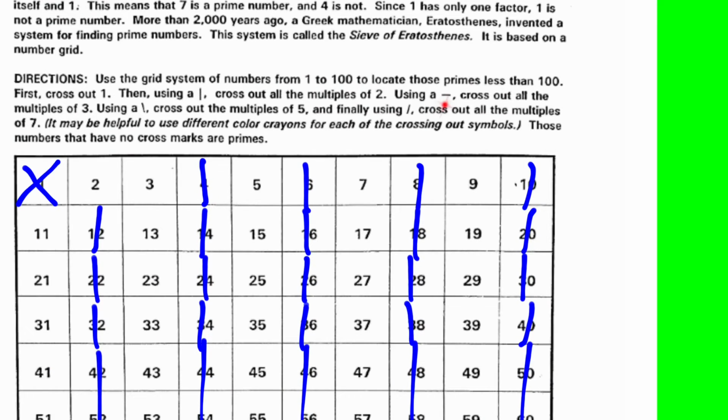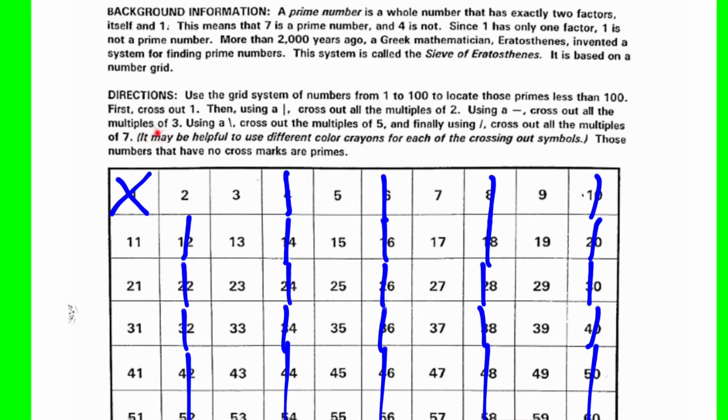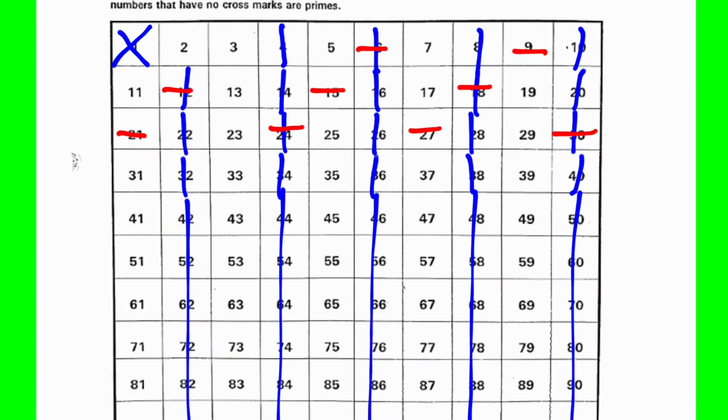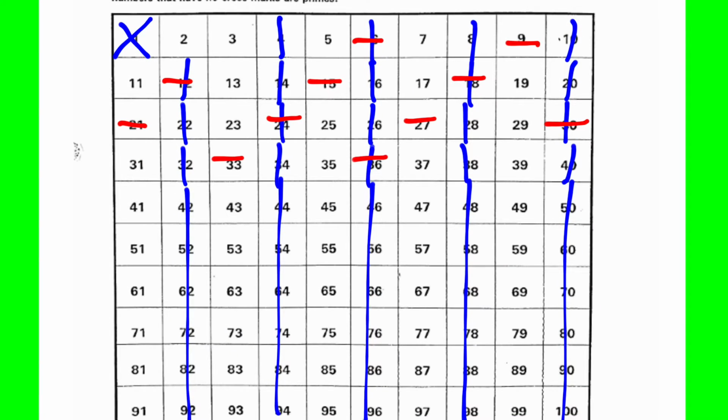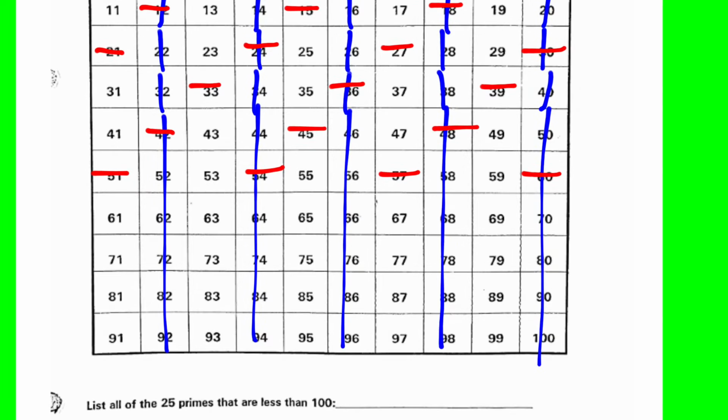Second job, using this symbol, cross out all the multiples of 3, but I want to clarify this again. We don't want to cross out 3, which is the first multiple of 3. We want to leave the 3. So I'm going to change colors, and I'm going to start crossing out all the multiples of 3 except 3. So 6, 9, 12, 15, 18, 21, 24, 27, 30, 33, 36, 39, 42, 45, 48, 51, 54, 57, 60. There's sort of a neat little pattern going on there, isn't there?